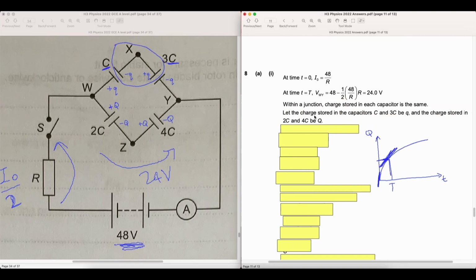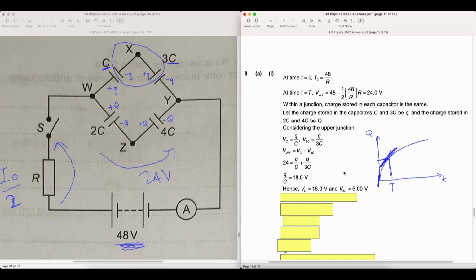So let the charge be small q and big Q, and let's consider the upper junction W, X and Y first. The voltage across the capacitor C, which is WX, is Q over C, which is the defining equation for capacitance. The voltage across the 3C is Q over 3C. We know that the sum of the voltages is equal to 24 volts, and that allows us to solve for Q over C. We have now figured out the voltage across capacitor C, and multiplying that by 1 over 3, we get the voltage across the 3C capacitor. We can double check that 18 plus 6 gives you 24.